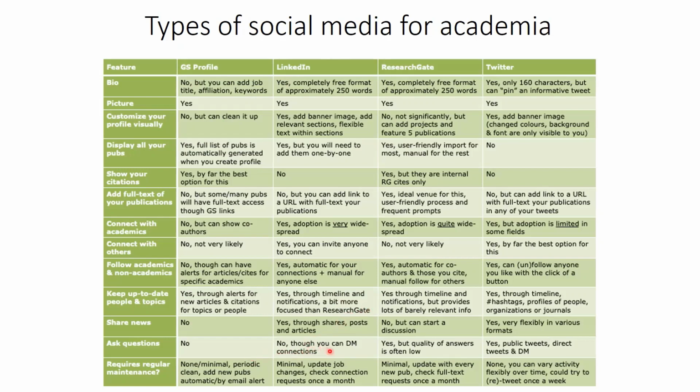In terms of connecting with people, you can, but it's only through a direct message. Google Scholar definitely has no way to interact with people. In LinkedIn, you can specifically ask questions and follow people, things like that. The nice thing about LinkedIn is that it is pretty easy to use, and once you set it up, you really don't have to do too much.